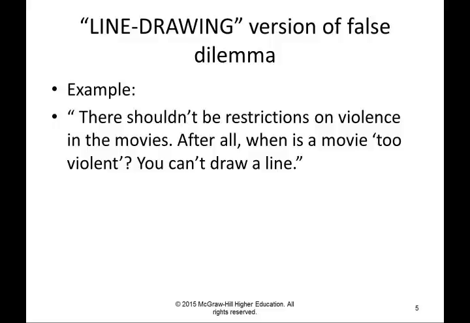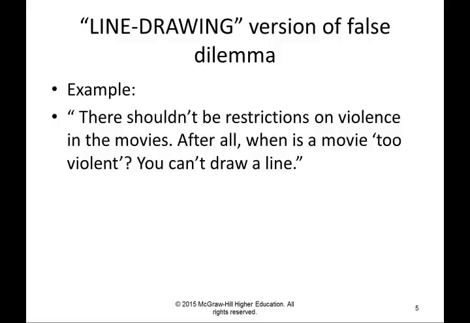Okay, well, maybe I can't draw a line and tell you exactly how many violent scenes in a movie make it too violent, or exactly how violent any particular scene needs to be, how much blood is seen, how much aggression, shooting, stabbing, whatever is seen. Maybe I can't tell you precisely where that line is. That doesn't mean that there's no such thing as too violent, right? And what they're saying is that because we can't draw that line, there shouldn't be any restrictions at all.